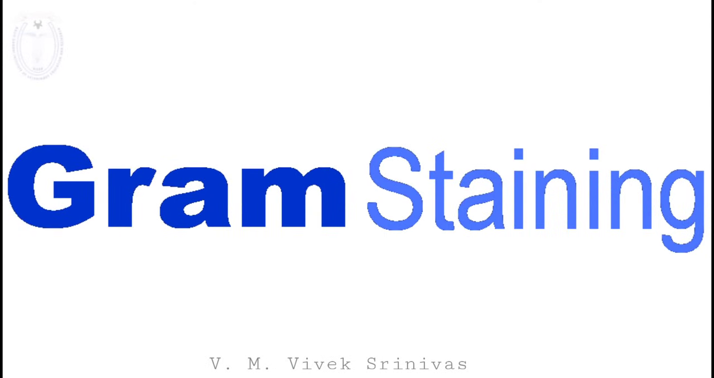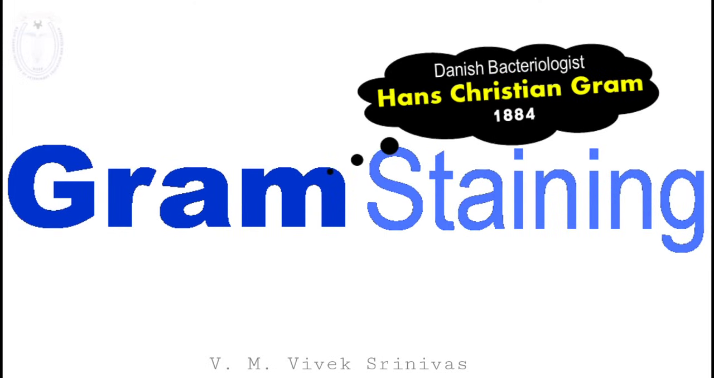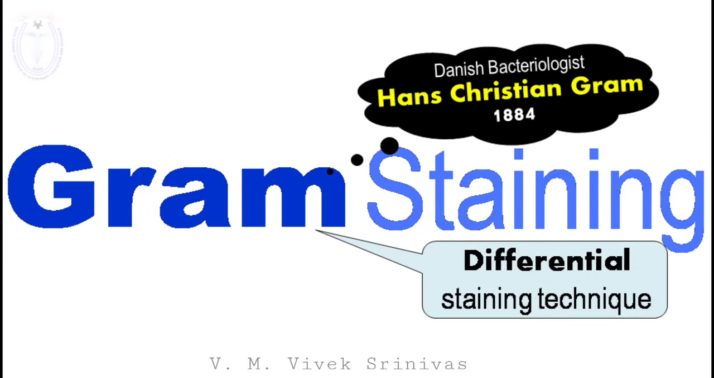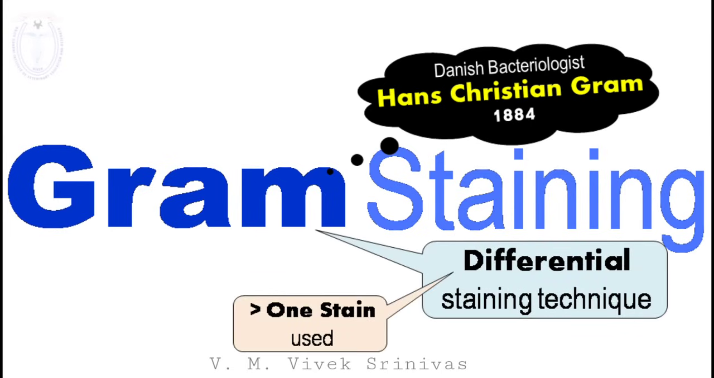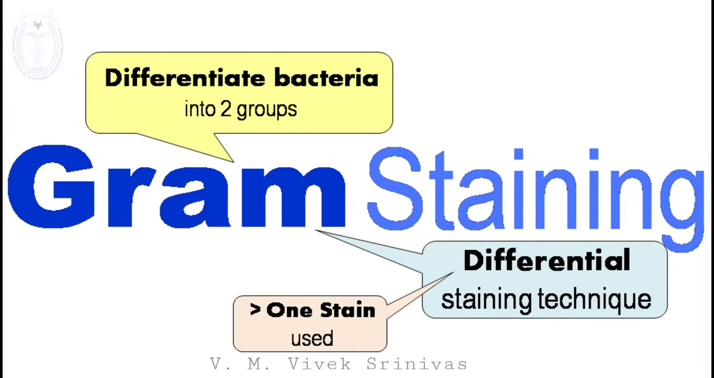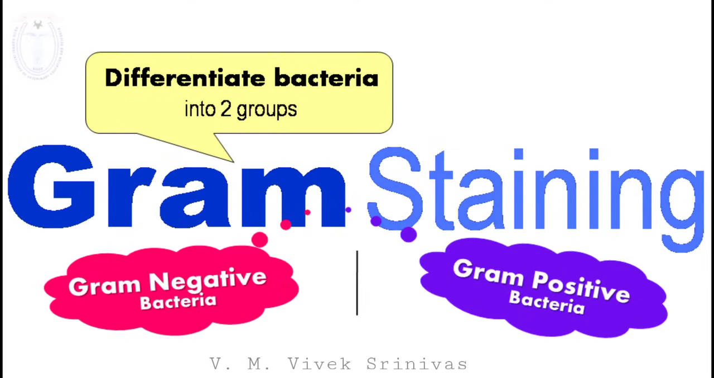Gram staining. The name comes from the Danish bacteriologist Hans Christian Gram, who first developed this technique. This is a differential bacterial staining method. Here, more than one stain is used. So, this technique is used to differentiate and classify the bacterial organisms into two large groups, gram-negative and gram-positive bacteria.